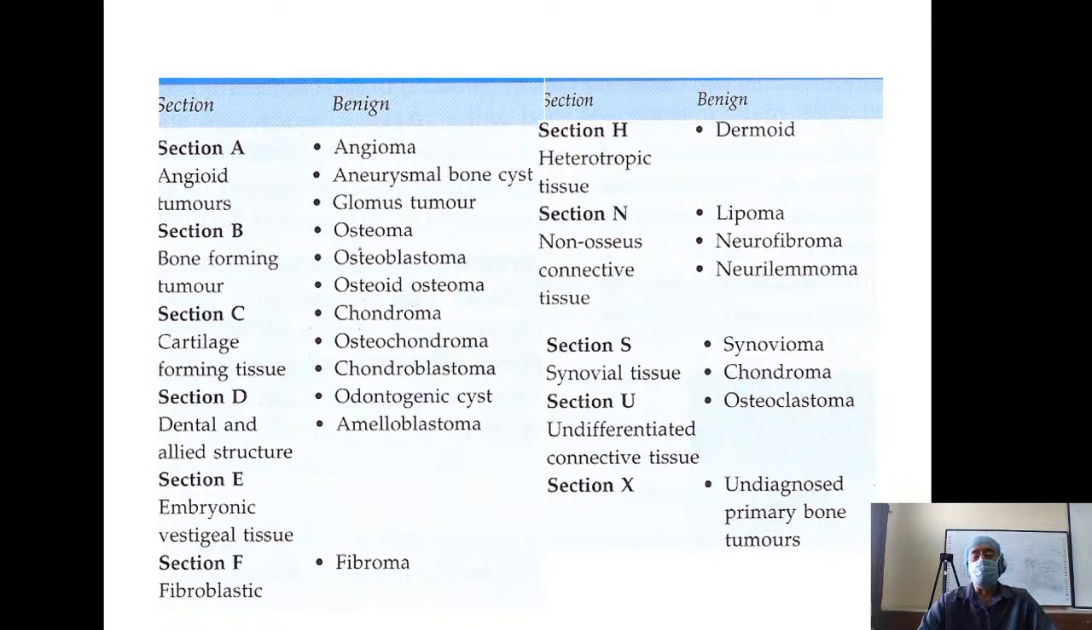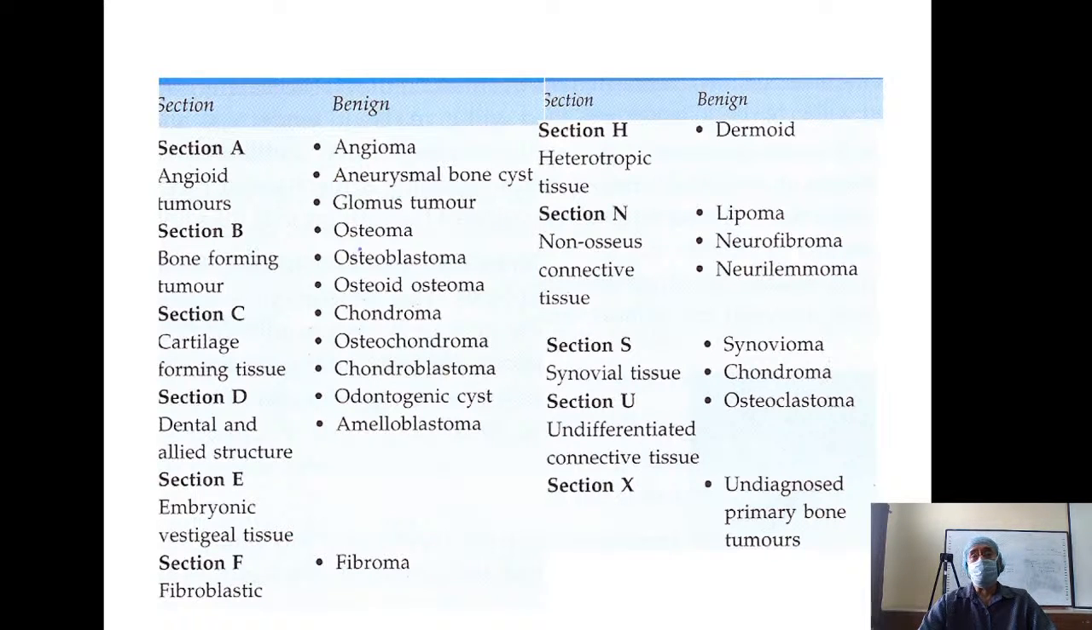And the nomenclature could be an angioma or an aneurysmal bone cyst. We commonly call it ABC, aneurysmal bone cyst, or it could be a glomus tumor. So, in all these tumors, the cell of origin could be from angioid tissue. So, these are some of the benign tumors which arise from angioid tissue.